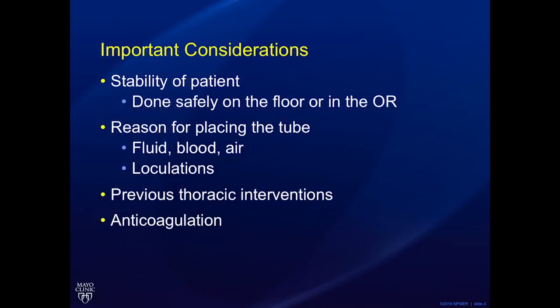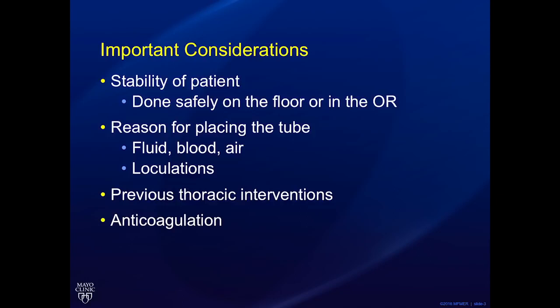There are a few important patient factors to consider before proceeding with chest tube insertion. First is the stability of the patient. Can the chest tube be done safely on the floor, or should it be done in the operating room? Is the tube being placed for air or fluid? For air, the tube should be directed apically. For fluid, the tube should be directed posteriorly. This can be posteroapical or basilar.